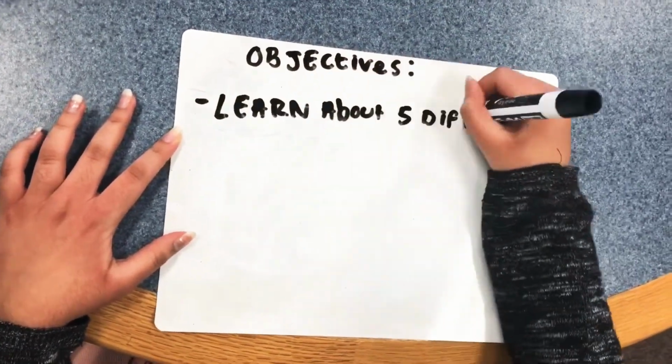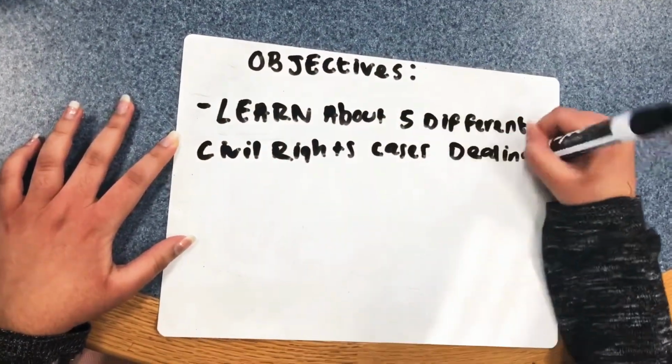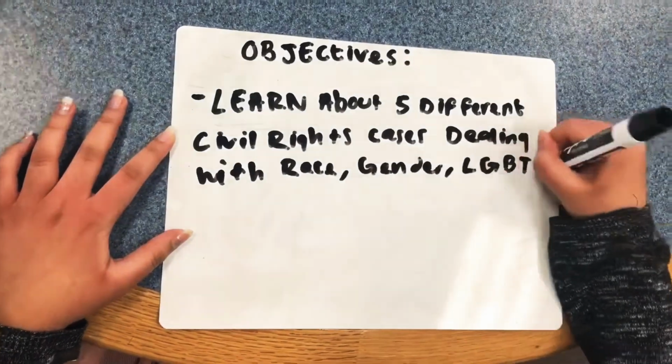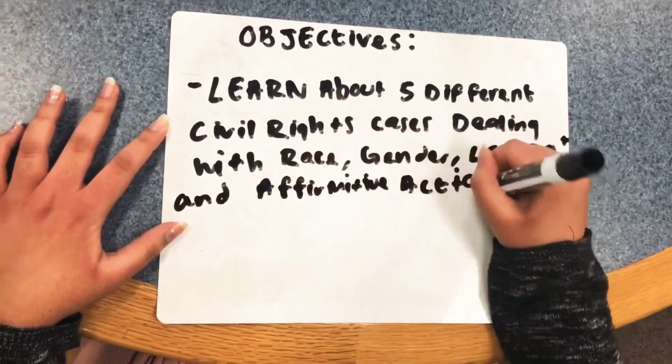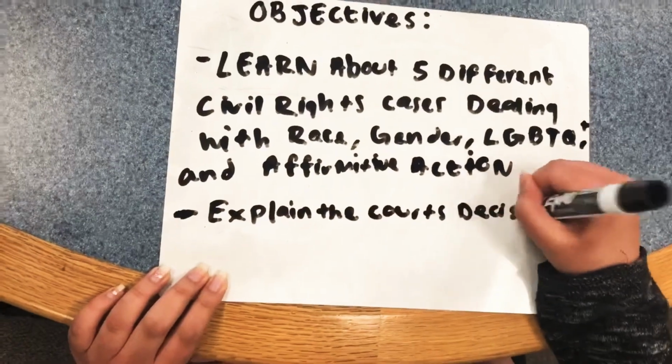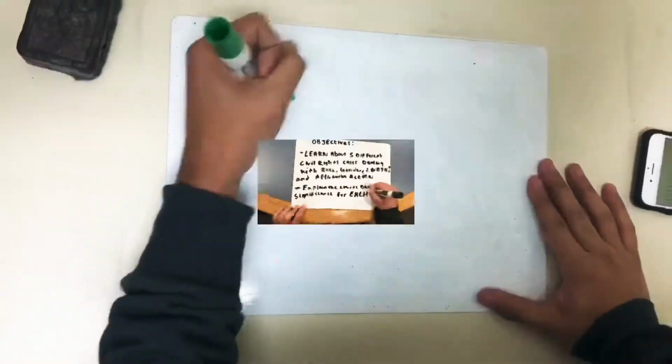Objectives: learn about 5 different civil rights cases dealing with race, gender, LGBTQ+, and affirmative action. Explain the court's decision and its significance for each case.